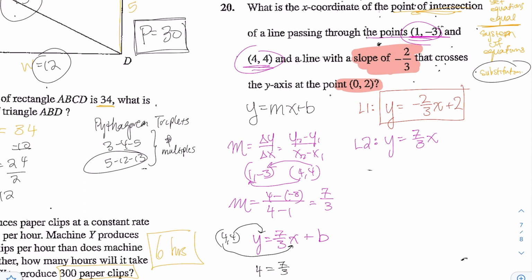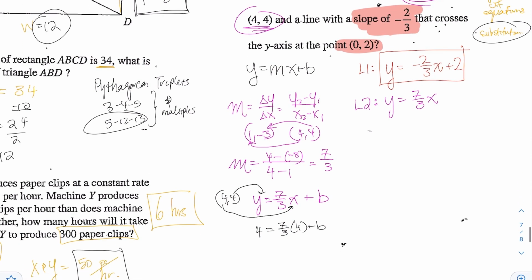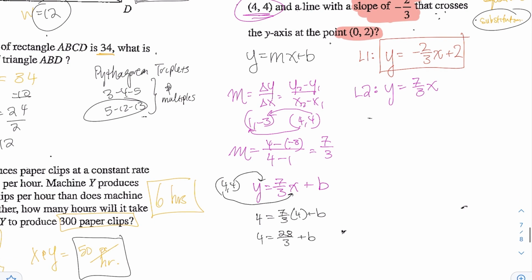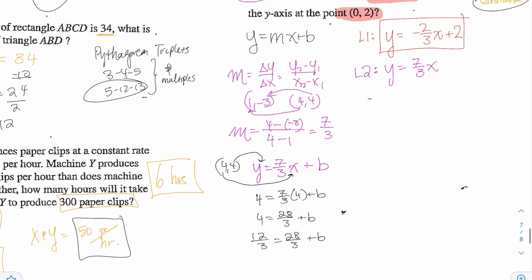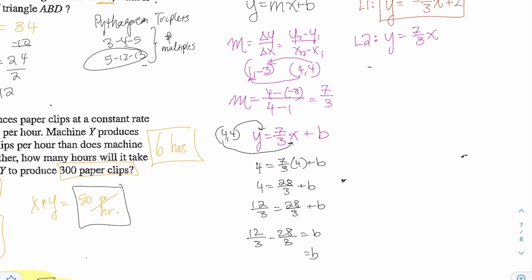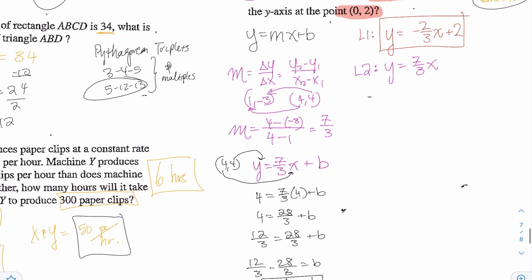So you have 4 is equal to 7/3 of 4 plus b. And 7/3 of 4 is 28 over 3 plus b. And here, 4 we can rewrite as 12 over 3, which is equal to 28 over 3 plus b. Subtract 28 over 3 on both sides. So that means that b is equal to 12 minus 28, or -16 over 3. So that's the equation of the second line.